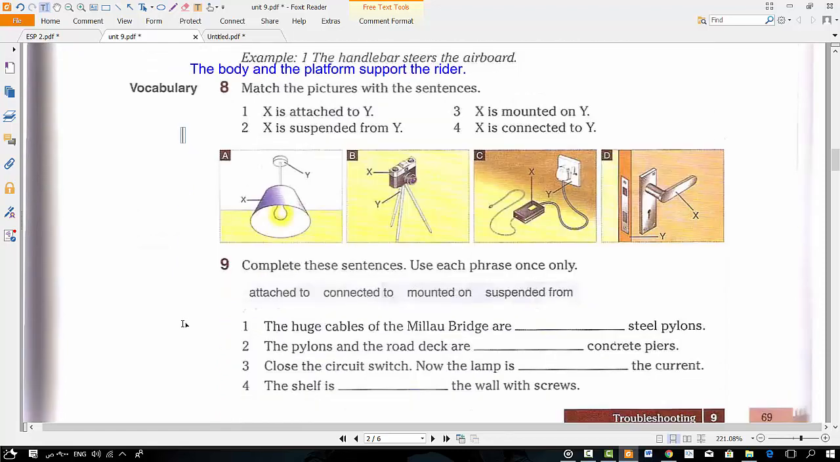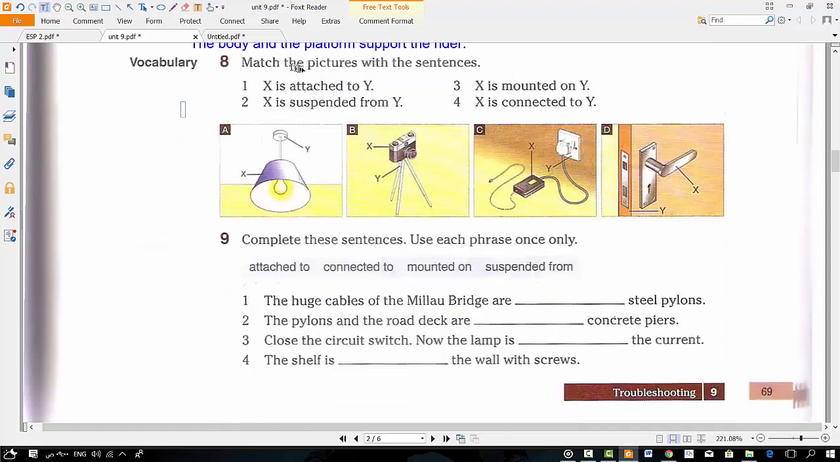Eight. Match the pictures with the sentences. Okay. X is attached to Y. X is suspended from Y. X is mounted on Y. X is connected to Y.